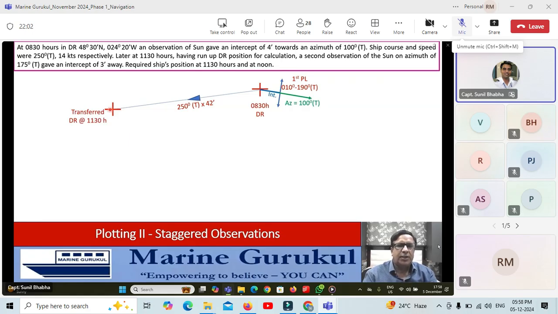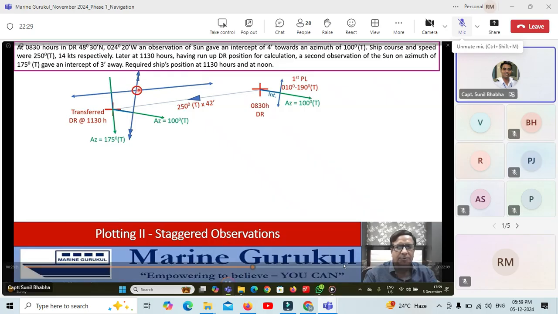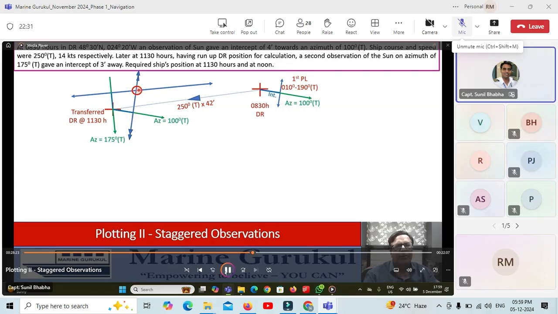Now, with respect to this DR at 11:30, we can plot the first PL transfer with the same azimuth, intercept, and direction of the PL. So we get the first PL transferred here. We can draw the second PL with respect to this DR, azimuth 175, intercept away, and we draw the perpendicular to the azimuth. This is the second PL. Obviously, this point becomes the fix at 11:30. Beta, any doubts coming up to here? Did you understand?